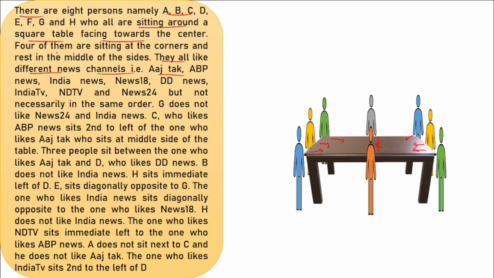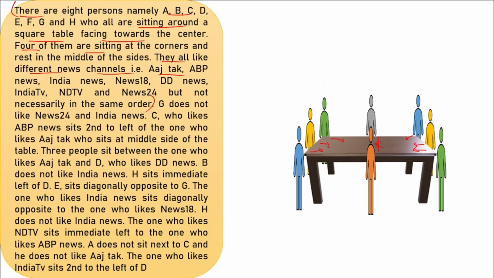And also it has provided that 4 of them are sitting at the corner. So this green guy, this blue guy, they are the persons who are sitting at the corners, and 4 of them are sitting at the middle. So this gray, both yellow, and this orange guy, they are sitting in the middle of a table, right? So this is our arrangement, and they all like different kinds of news channels. Okay, so from here to here, we have the basic information about the question.